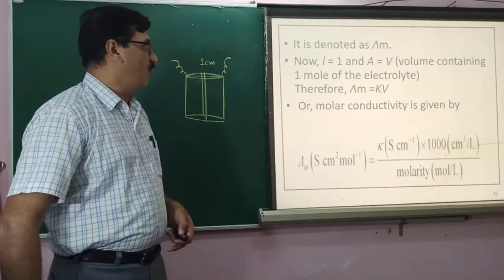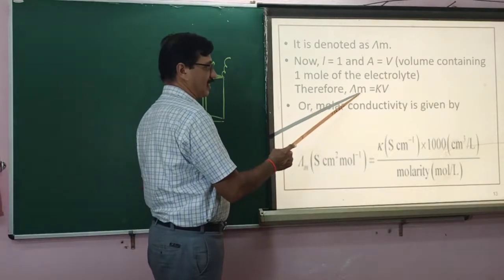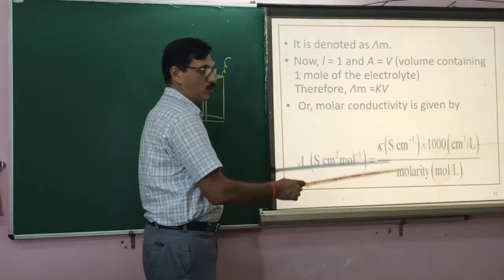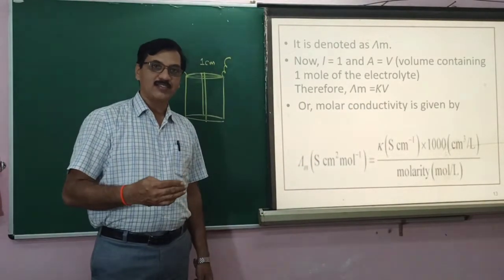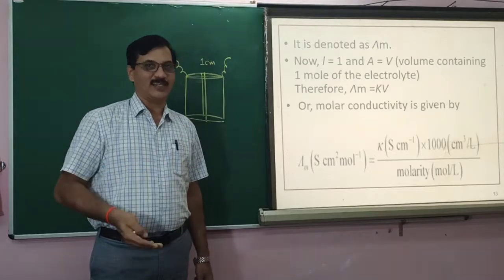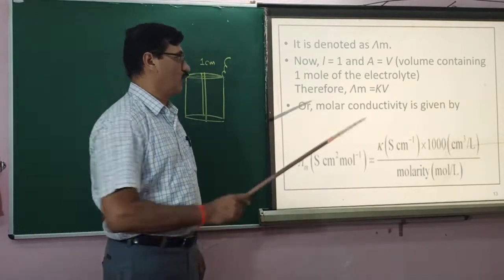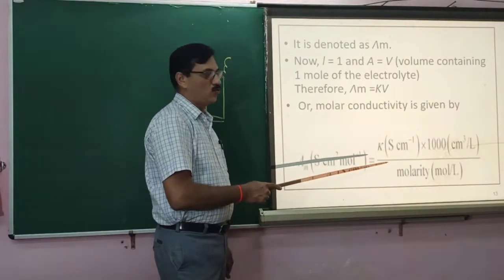See here, this is the formula by which you can relate molar conductivity, denoted as lambda m, which is equal to kappa into volume. If the volume is more, we find that the molar conductivity value increases. The more the volume, the more the conductivity value. So kappa is to be multiplied by volume so that you get the lambda m value.